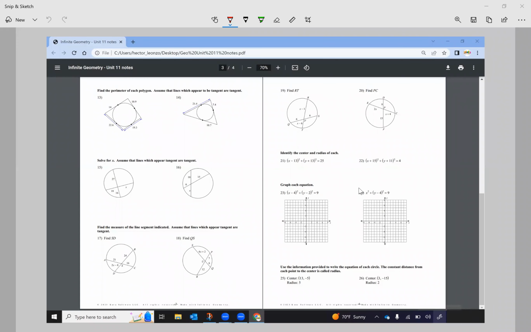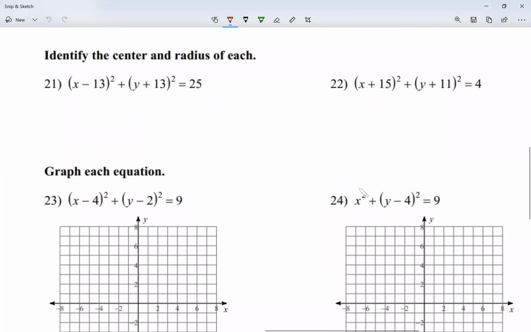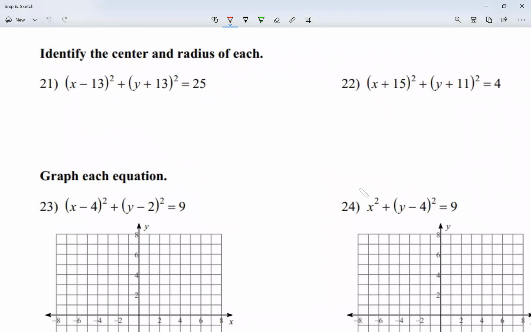Okay, we're going to finish this unit looking at the equations of circles. An equation of a circle means that if I was to type this in a graphing calculator, it will give me a circle.